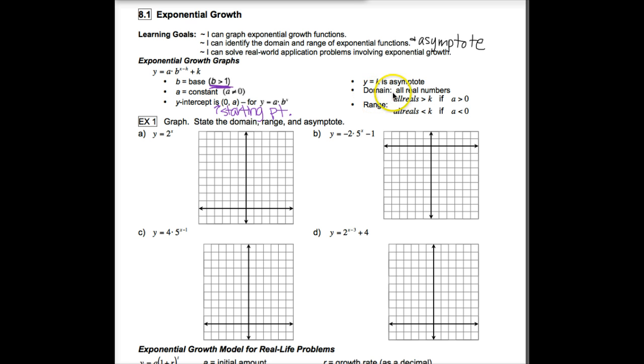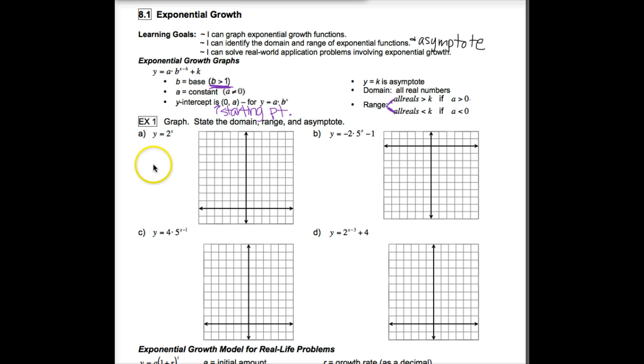So domain and range, again, I want you to be able to focus on finding the domain and range by looking at the graph. Yes, in this case, there are rules, a pattern that you're going to notice. Domain is going to be all reals no matter what, the x values. The range is going to be one of these two. It's going to be all real numbers greater than k if a is bigger than 0, with a greater than symbol. It's going to have a less than symbol if a is less than 0.